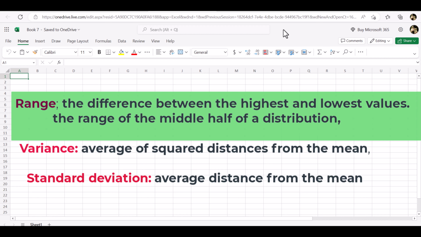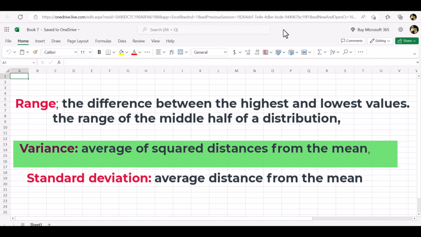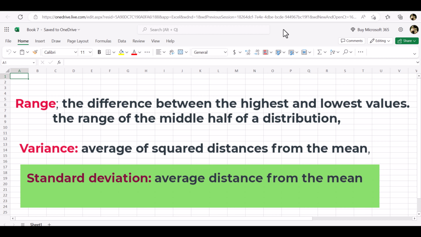Range. The difference between the highest and lowest values. Interquartile range. The range of the middle half of a distribution. Variance. Average of squared distances from the mean. Standard deviation. Average distance from the mean.